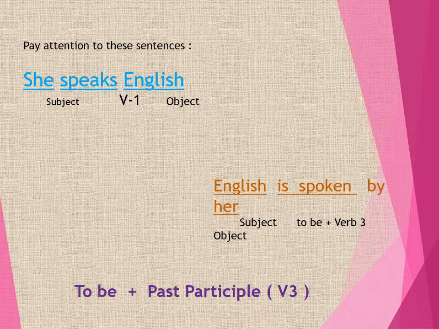And then let's see the second sentence: English is spoken by her. Here we have the subject of the sentence, English, and then we have to be, is, followed by verb 3 or past participle, and then followed by the object. In the sentence English is spoken by her, it means that we focus on the action. Here we have English is spoken.